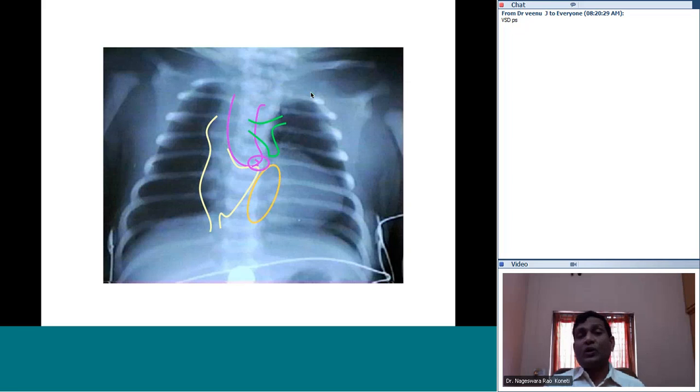Because of the malaligned VSD and dextroposition of the aorta, the aorta actually faces the right ventricle as well as the left ventricle, whatever the systemic blood which directly faces the aorta. So your right ventricle takes a shape to face the systemic flow, that means the aorta. Right ventricle moves upward a little bit to face the aorta, because of the less amount of blood it has to pump into the pulmonary artery. So it will produce a boot-shaped heart here.